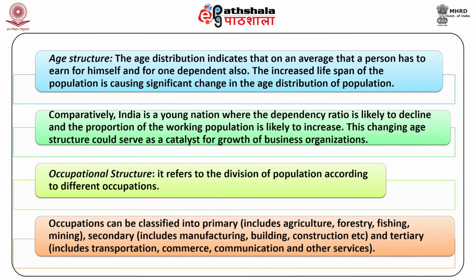The next factor being the age structure. Age distribution indicates that on an average a person has to earn for himself and for one dependent also. The increased lifespan of the population is causing significant change in the age distribution of population. Comparatively, India is a young nation where the dependency ratio is likely to decline and the proportion of working population is likely to increase. This changing age structure could serve as a catalyst for the growth of business organizations.